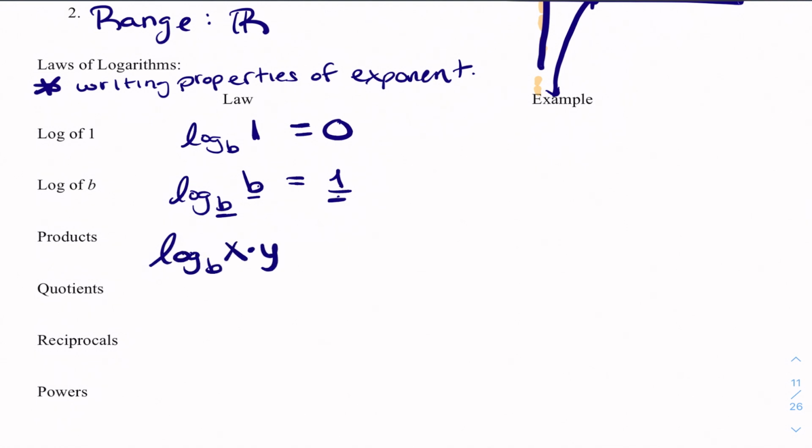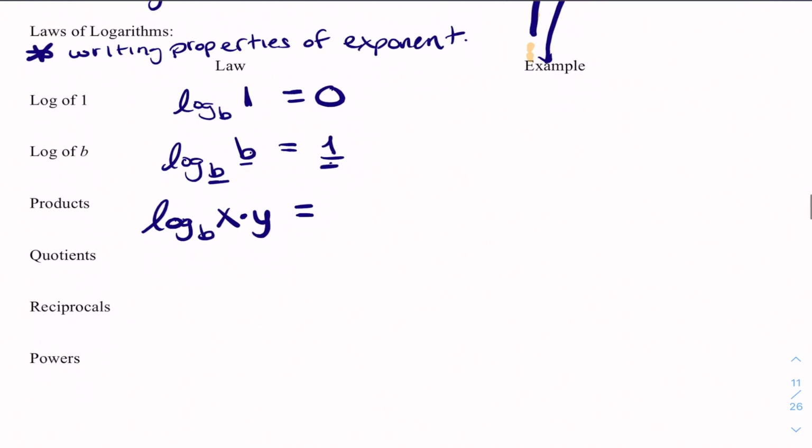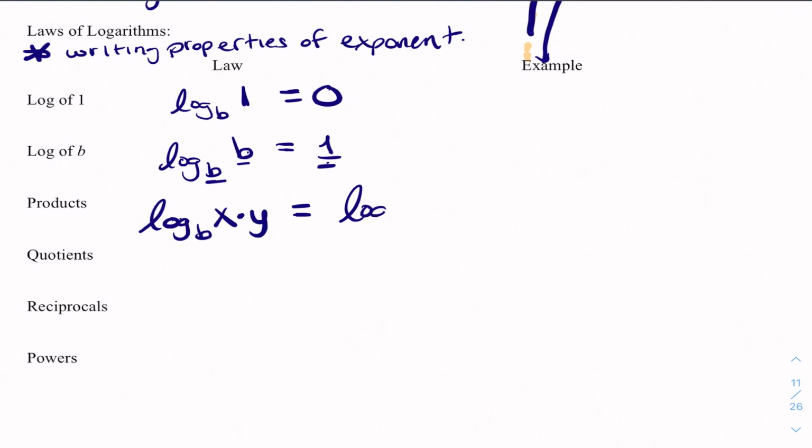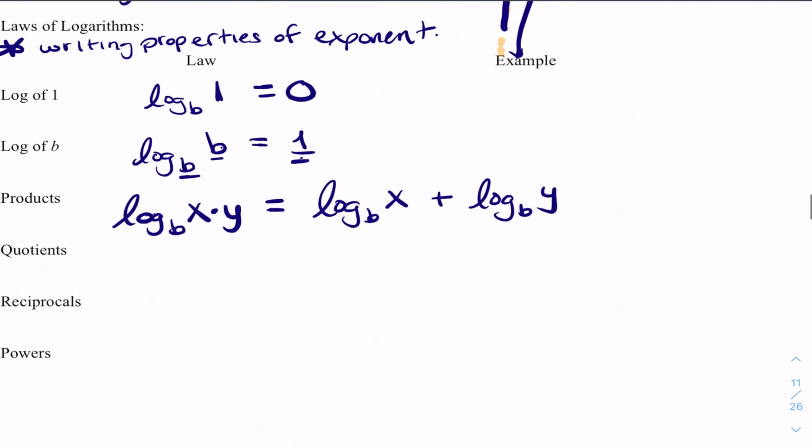If we multiply like bases, or we have multiplication inside a log, we can separate that out to addition, because when we multiply like bases, we add the exponents. So this just turns into the sum of 2 logs.